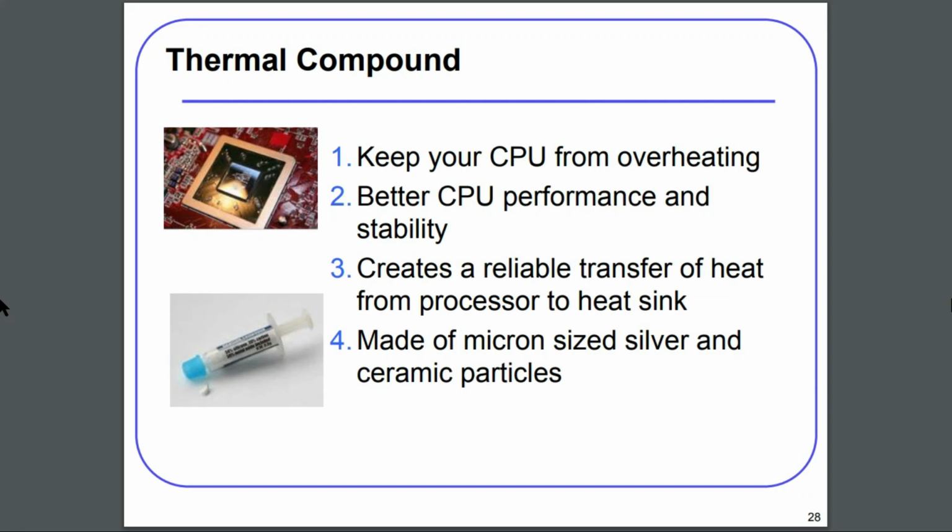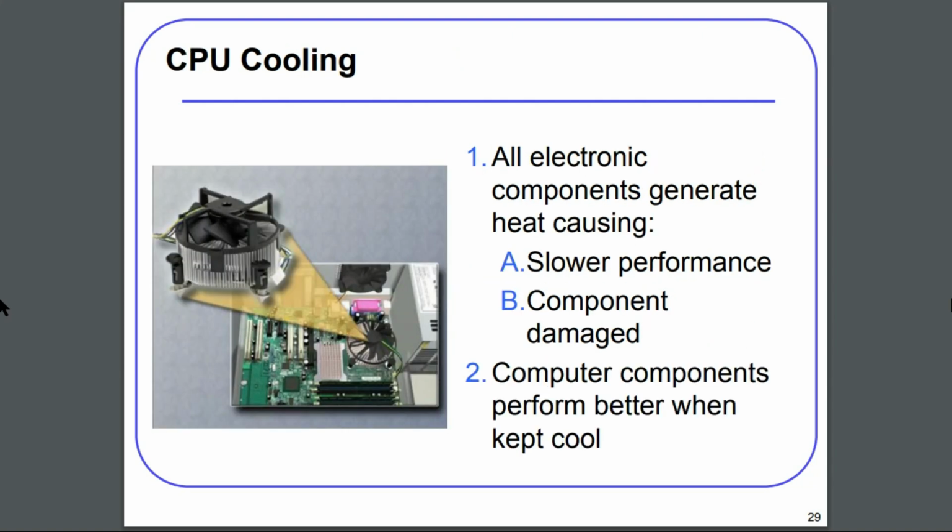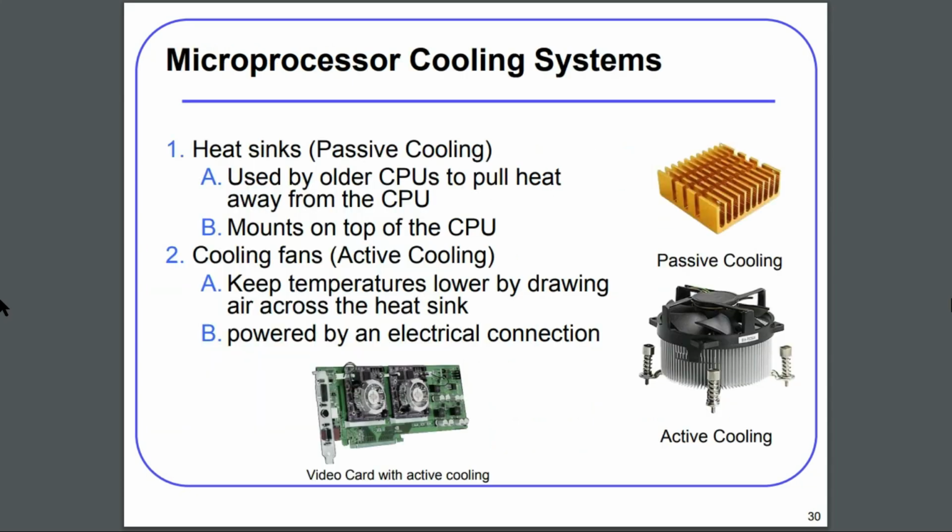So what is thermal compound? It keeps your CPU from overheating. Better CPU performance and stability. It creates a reliable transfer of heat from the processor to the heat sink and is made of micron-sized silver and ceramic particles, as you can see in the pictures on the screen. What is CPU cooling? All electronic components generate heat, causing slower performance and component damage. A component performs better when kept cool. That's why CPU cooling is the most important part of the computer. So let's move to the next slide.